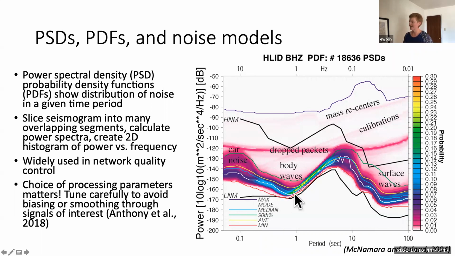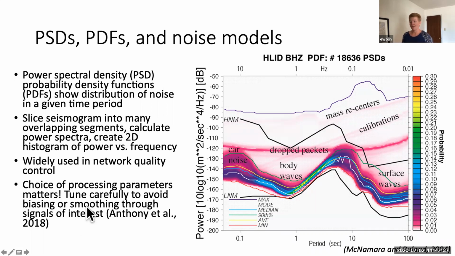So we can see that overall, this is a pretty well-performing station. This is a station in a remote part of Idaho, up in the mountains, so it doesn't get a lot of cultural noise. And it's pretty well installed, so it's fairly quiet at long periods. And these kinds of plots are widely used in network quality control.